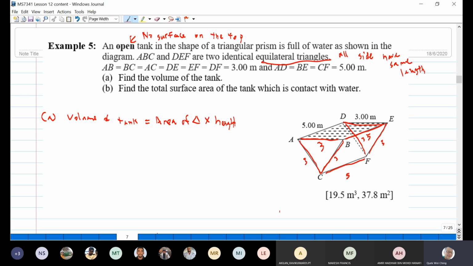So the triangle, let me erase this thing. So how do you find the area of a triangle? The height is fine now. So I got an email. I see what's actually going on here.